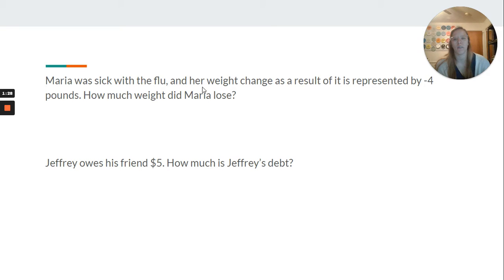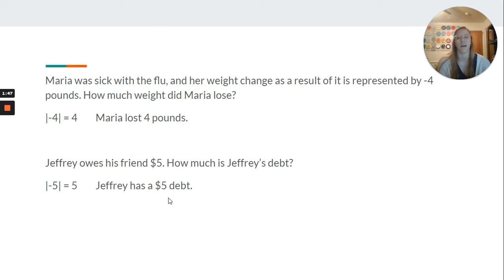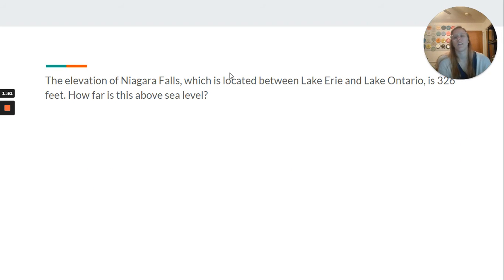Maria was sick with the flu, and her weight change as a result of it is represented by negative 4 pounds. How much weight did she lose? Well, what's the absolute value of negative 4? 4. So Maria lost 4 pounds. We have Jeffrey owes his friend $5. How much is his debt? Negative 5. The absolute value of that is 5. So he has a $5 debt.